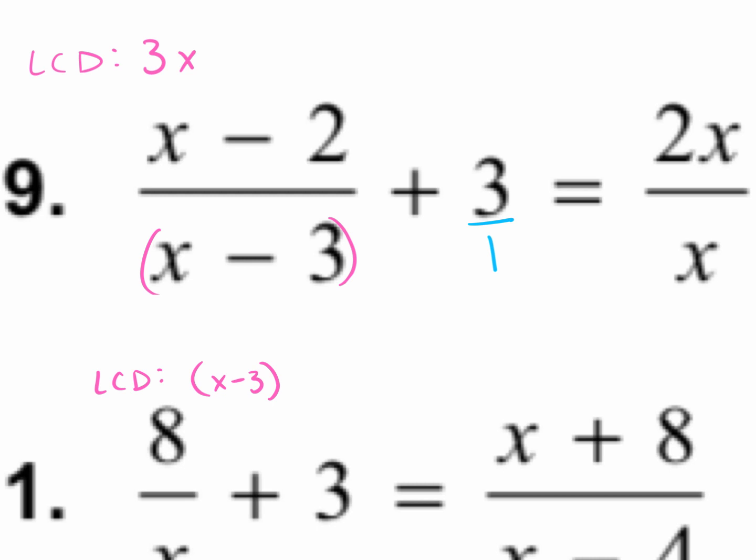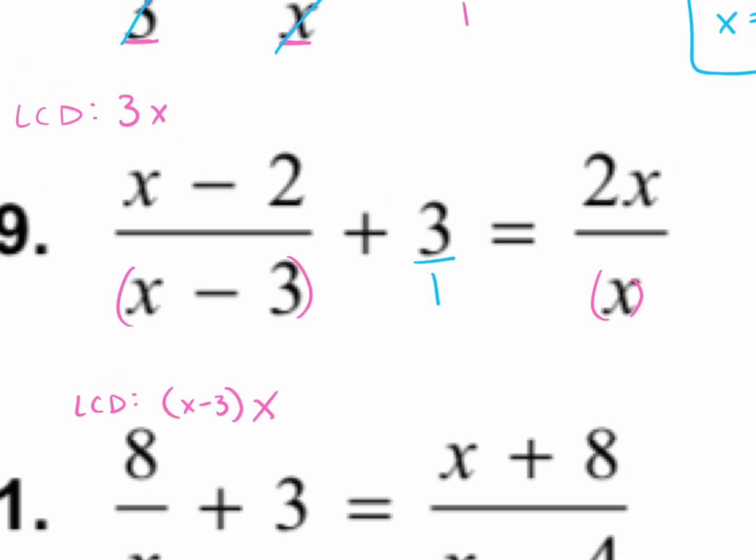Do I have x on my list? No. Even though I have x minus 3, that is different than just x. These two are different factors, so you have to include both of them. So our least common denominator is x minus 3 times x. What would I do next?